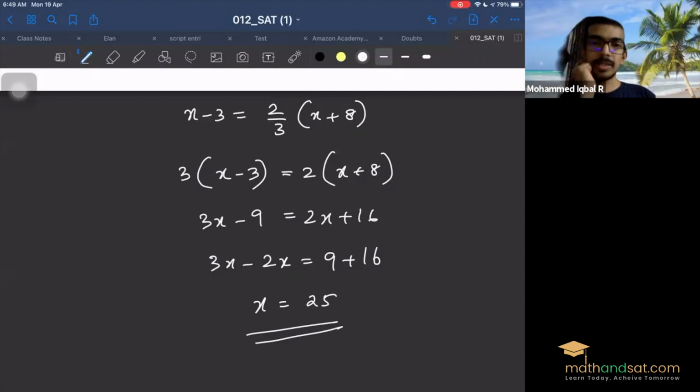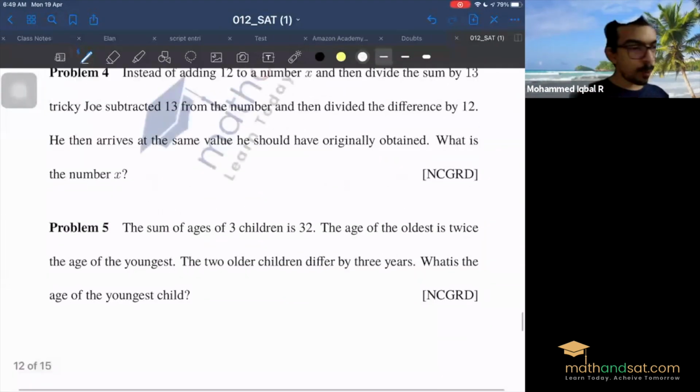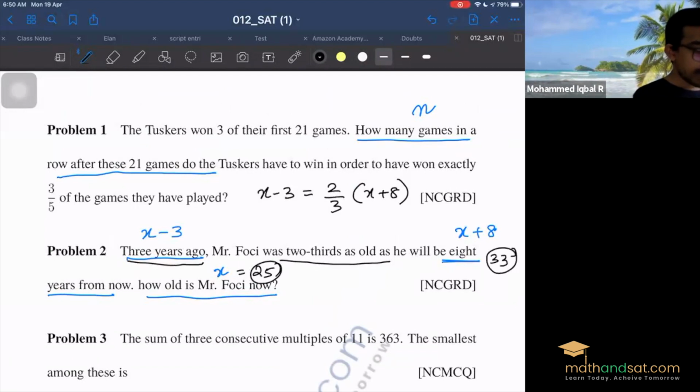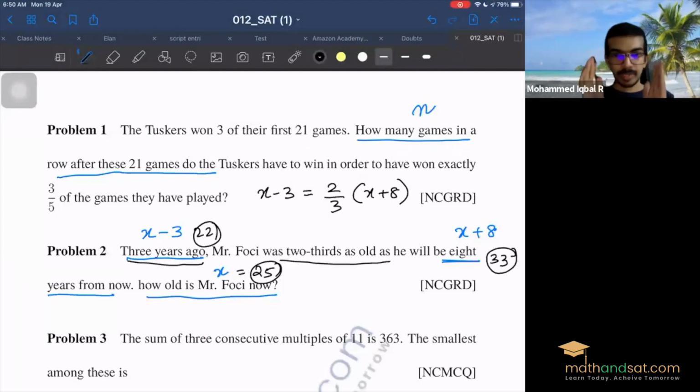Is that all right? Your X value came out to be 25. Now let's see what are the actual numbers. His current age is 25. After 8 years, he will be 33. And 3 years back, he was 22. And your 22 is 2/3 of 33.